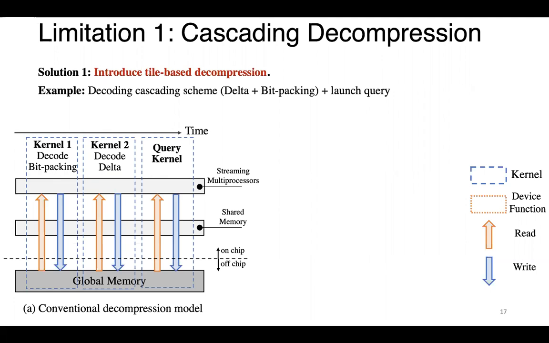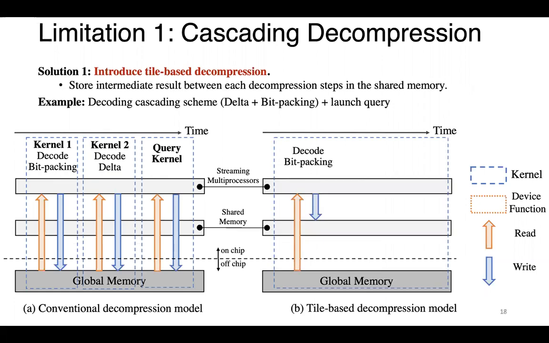We will now show how to decompress this scheme in our proposed approach. In tile-based decompression, the first step is the same, which is reading from the global memory and decompressing the bitpacking scheme. However, instead of storing the result to the global memory, we will store the result to the shared memory instead. This will allow the next step, which is delta decoding, to read the intermediate result directly from the shared memory, decompress the delta, and store the result once again to the shared memory.